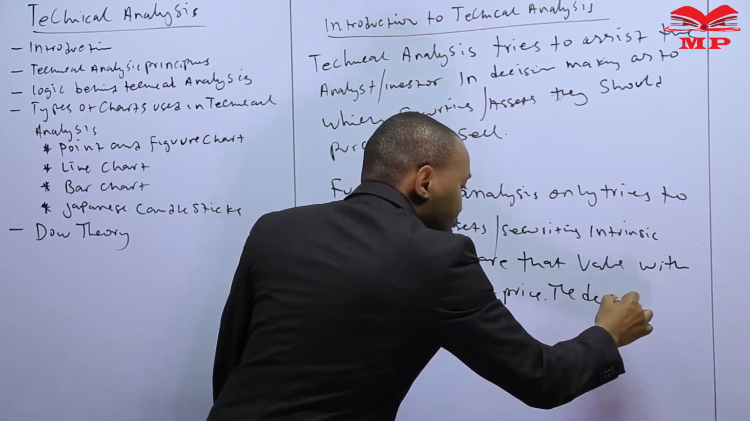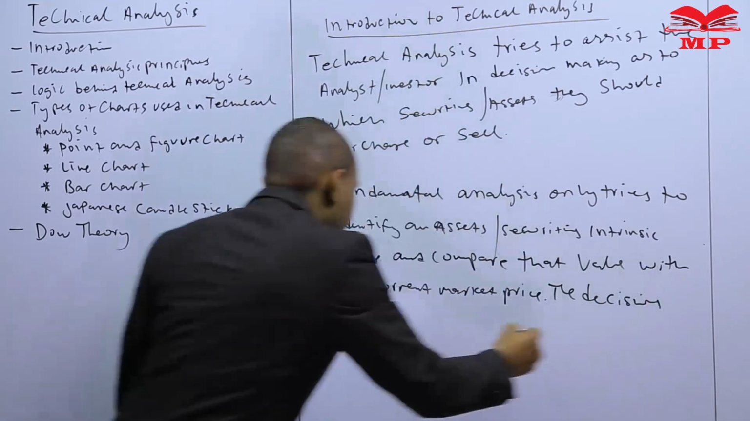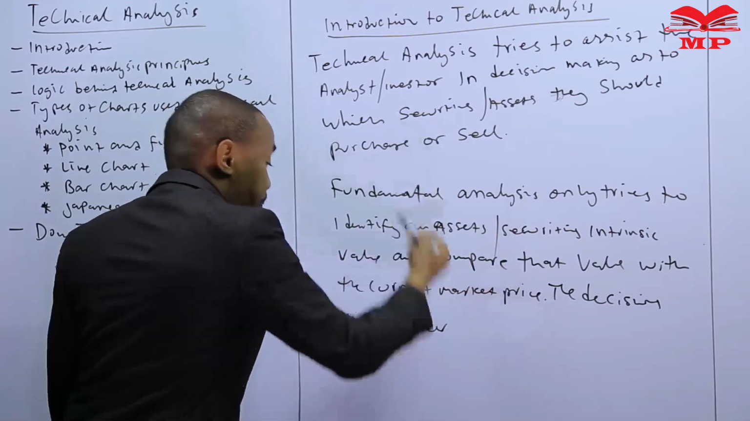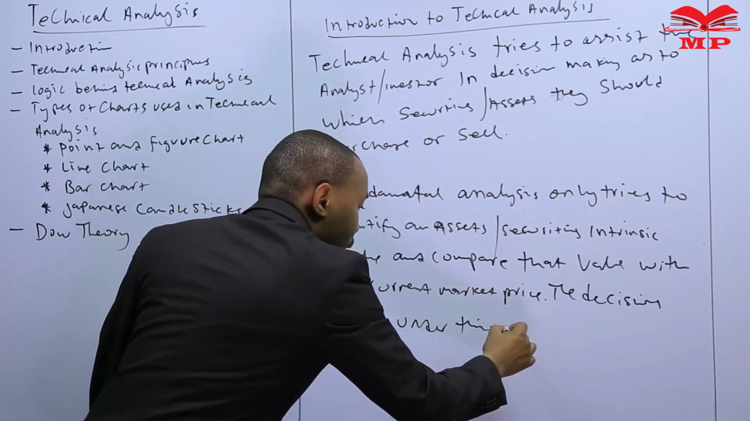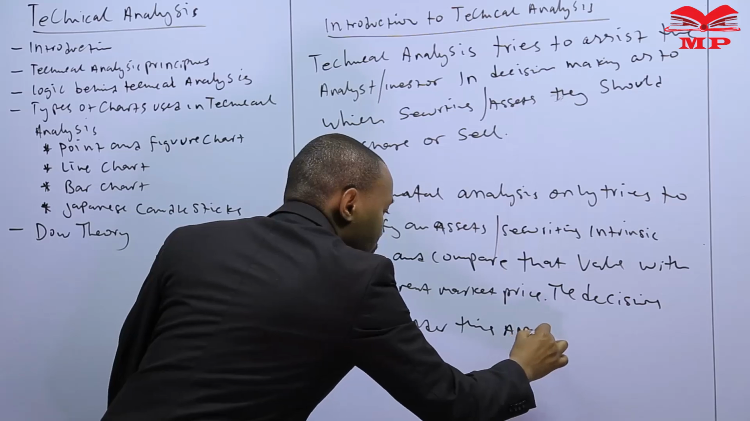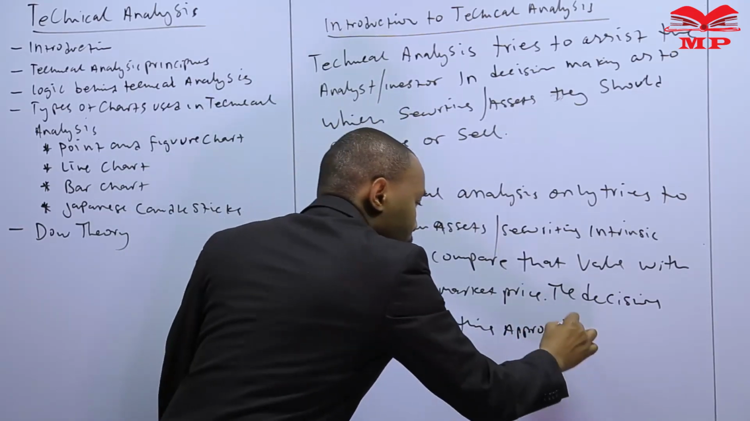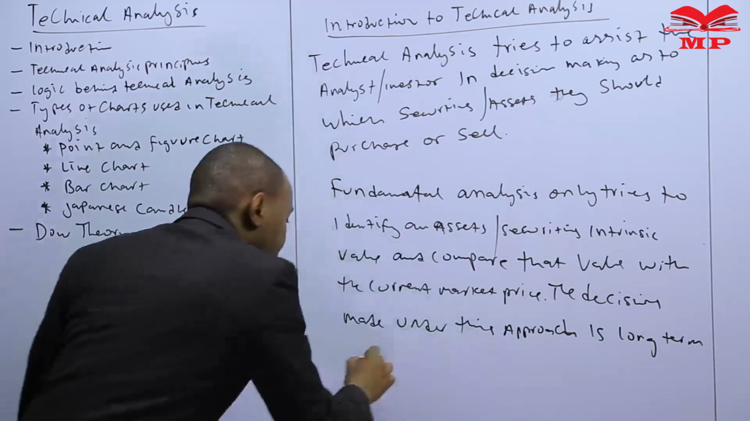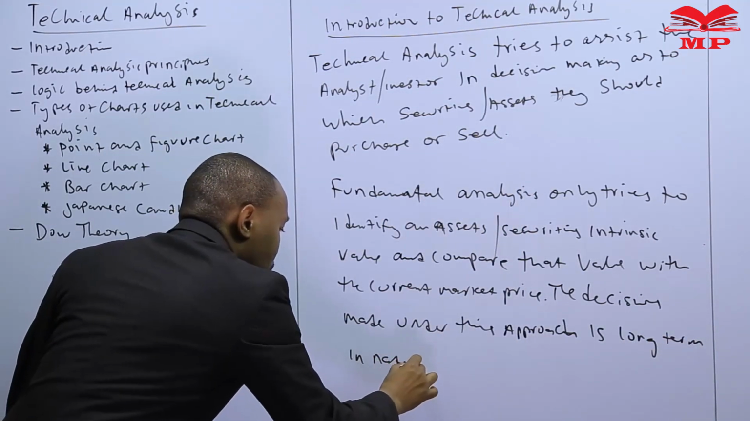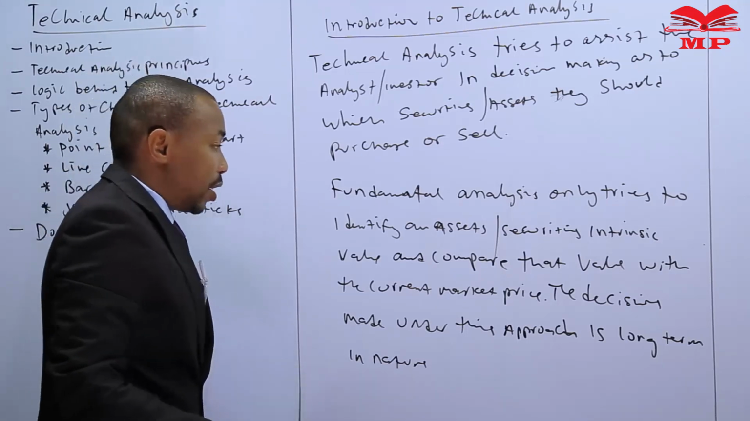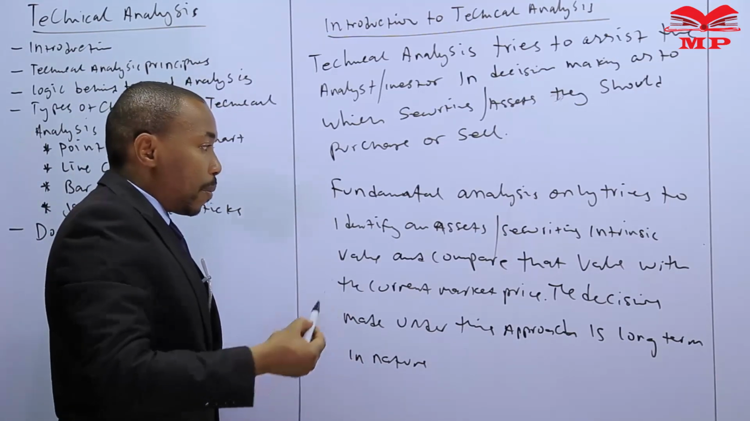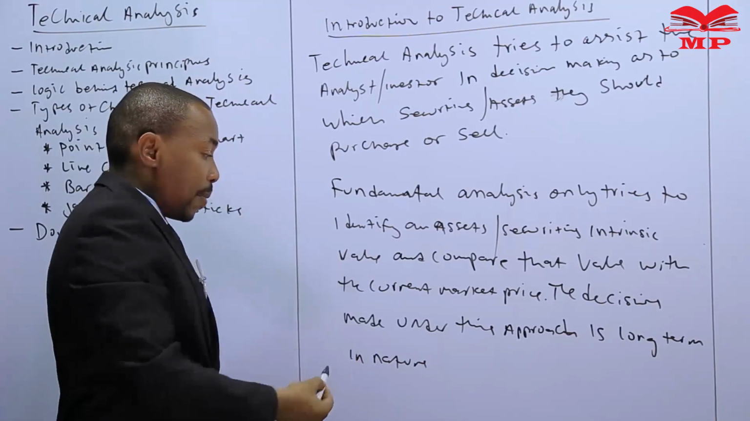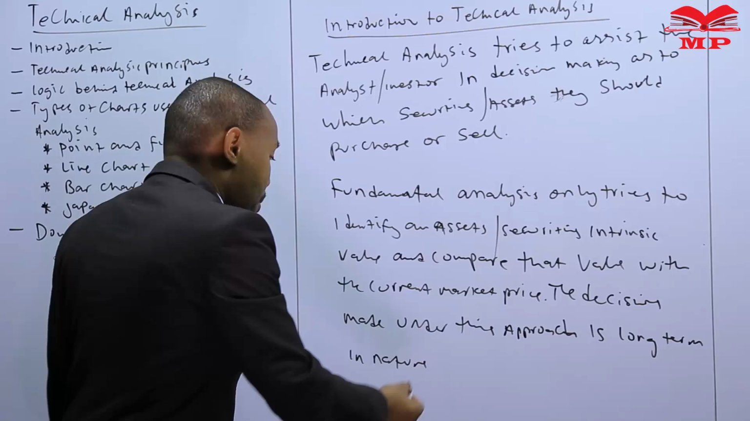The decisions made under this approach are long-term in nature. It's long-term in nature. So when trying to identify using fundamental analysis, you're trying to identify after some period of time, you expect the share price to either be undervalued or overvalued there.